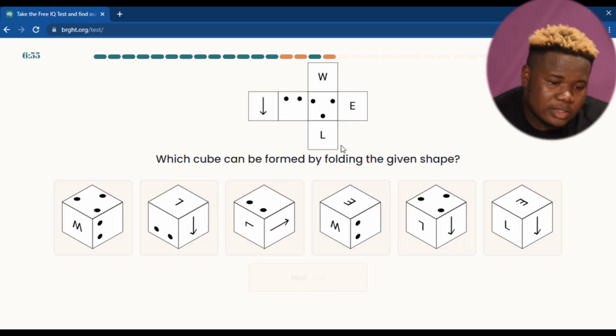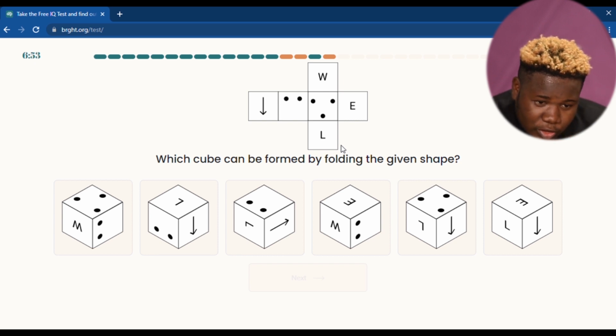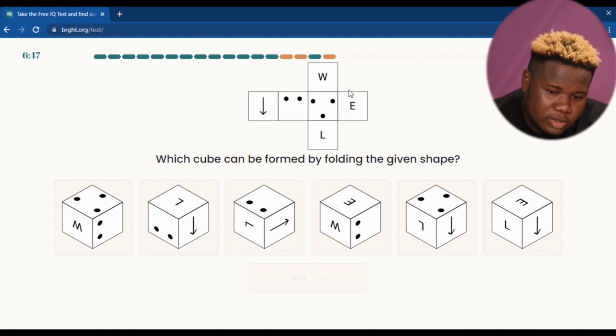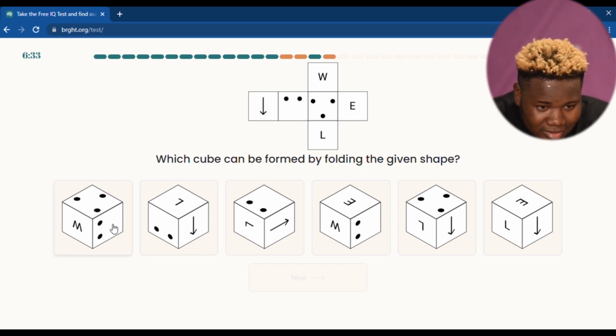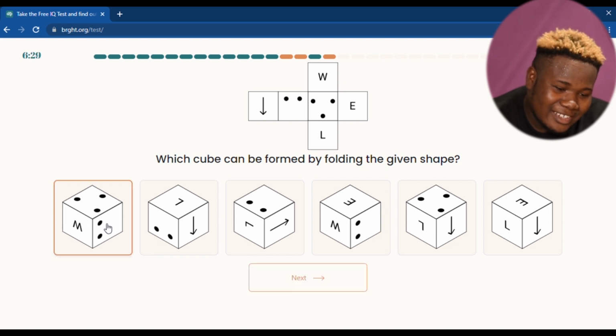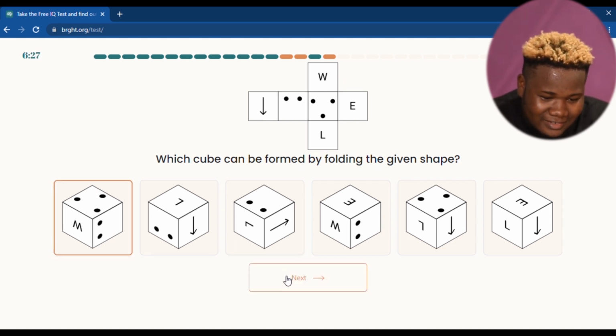To fold it, we have a cube. Fold it, E has to be. You know what? I can't deal. Nah. This is an L. Let's take this.